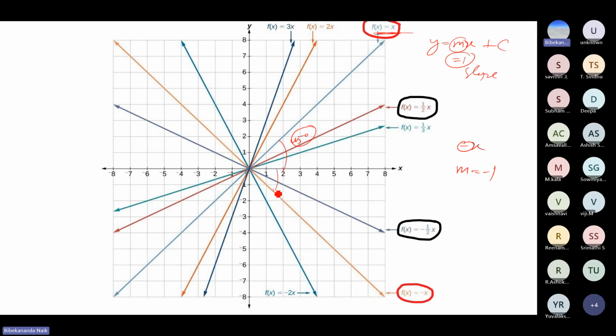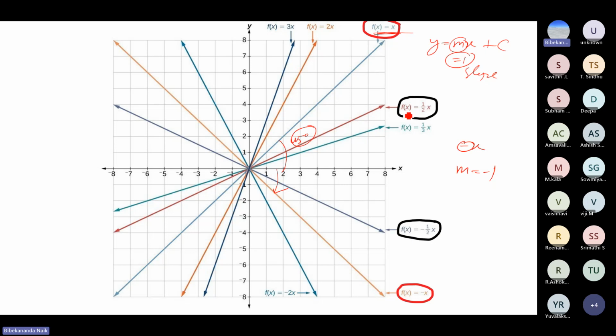So here, the two graphs have different slopes. As you can see, I have circled it with a thick red sign. One is f(x) equal to x, another is f(x) equal to minus x. These have slopes of different nature. Here the slope is positive, but here the slope is negative. So one is increasing in one direction, and the other is decreasing.